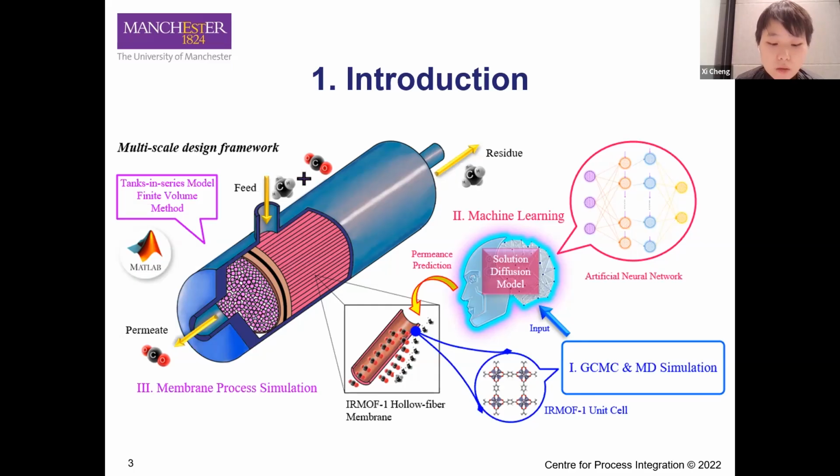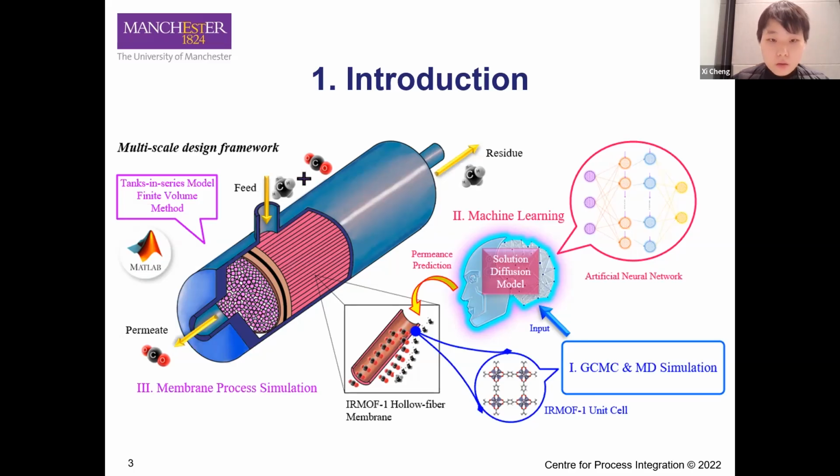This big data set is also integrated into the process simulation of the hollow fiber membrane process by machine learning techniques such as the artificial neural network. The membrane separation model is based on the tanks-in-series model, and the system of partial differential equations is solved by the finite volume method. In this way, multi-scale computer-aided integration simulation from the molecular level to the process level could be achieved.